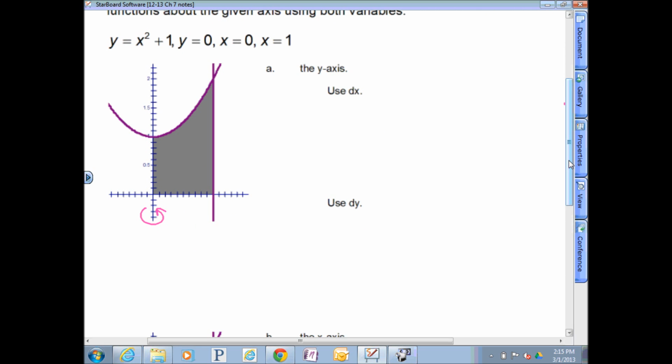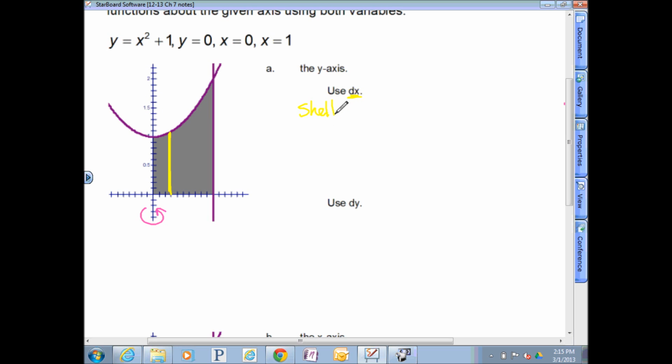So this first one, if I'm using x's, I would take my rectangle and put it in vertically. So vertical rectangle. If it goes in that way, I'm supposed to use dx's. Well, what will that mean? If I revolve that yellow rectangle, it looks like I'm going to create a shell. So I'm looking at a shell method.